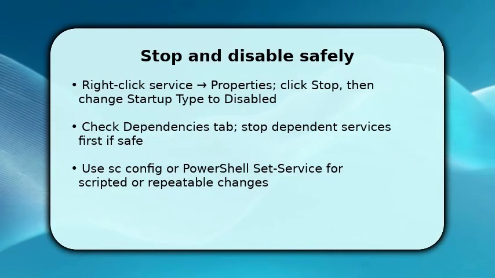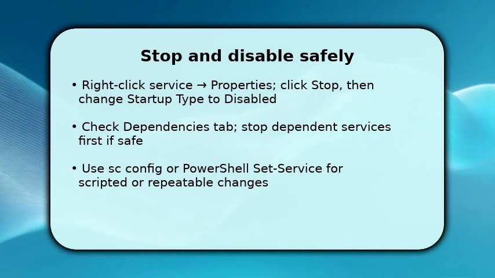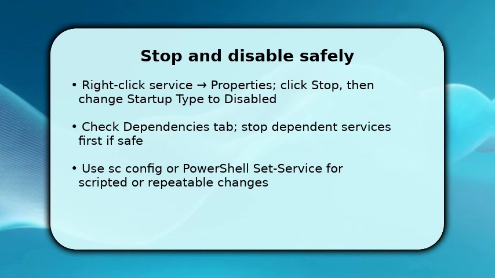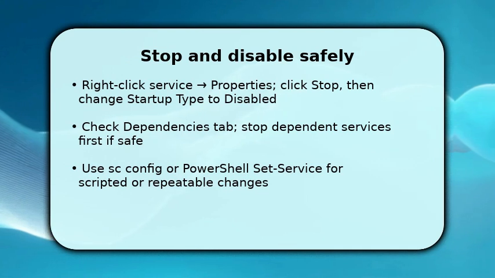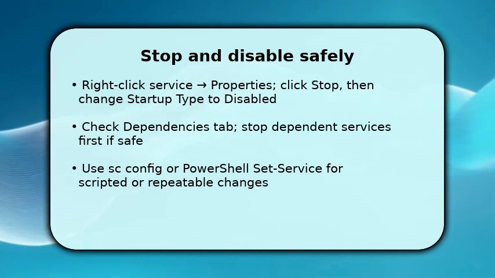You will now stop the service and prevent it from restarting. Right-click the service, choose Properties, click Stop, and then set Startup Type to Disabled. This stops immediate activity and blocks automatic restarts. If there are dependencies, check the Dependencies tab and stop them first only if they aren't system critical.